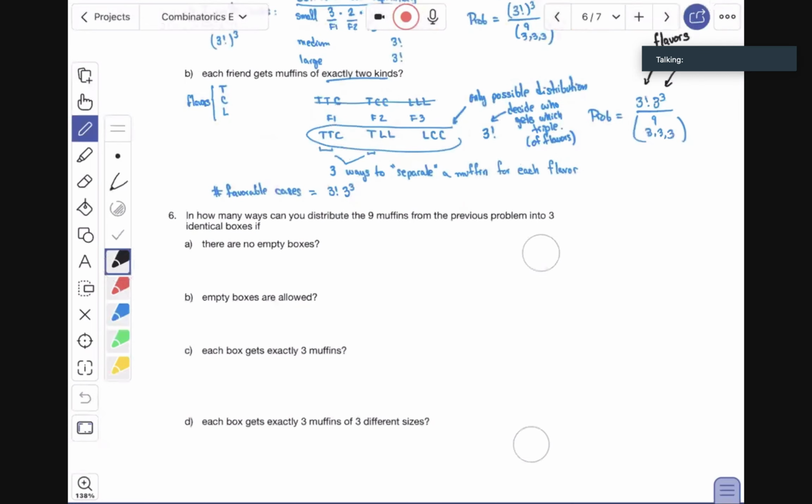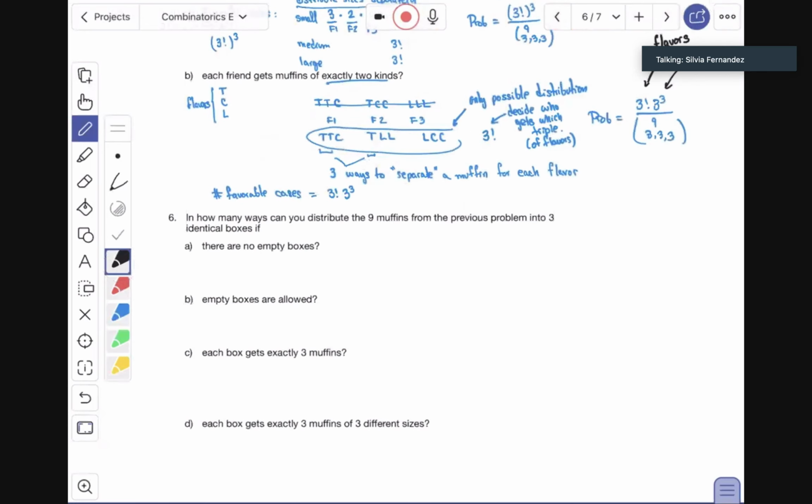So number 6: in how many ways can you distribute the 9 muffins from the previous problem that are all different into 3 identical boxes? So here I have different balls into identical boxes. And so this is my n equals 9 and k equals 3. And so these are the Stirling numbers.